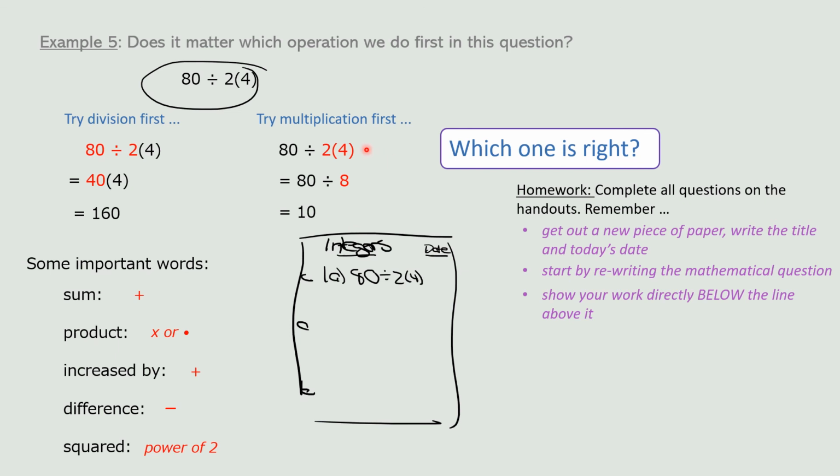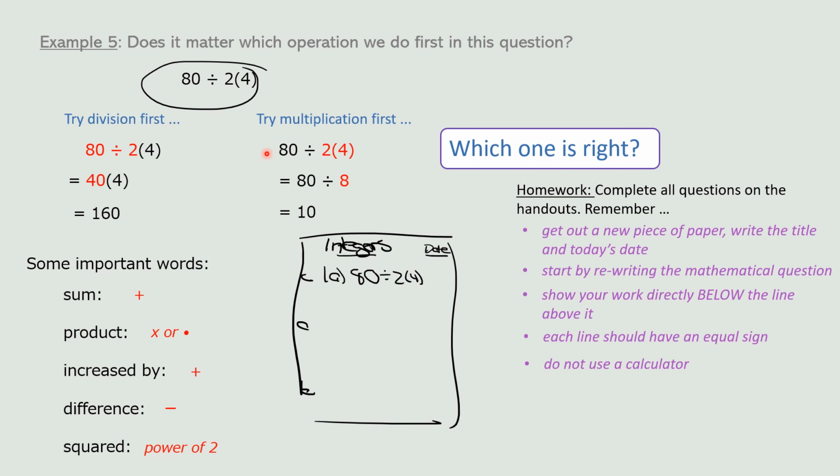You do not do your work beside ever again. If that's what you're in the habit of doing, you need to stop today. Another important point is each line should have an equal sign, as you see here. The original question does not, because it's your starting line, right? Then you're saying that this next line is equal to the one above it, and 10 is equal to this, which is equal to this.